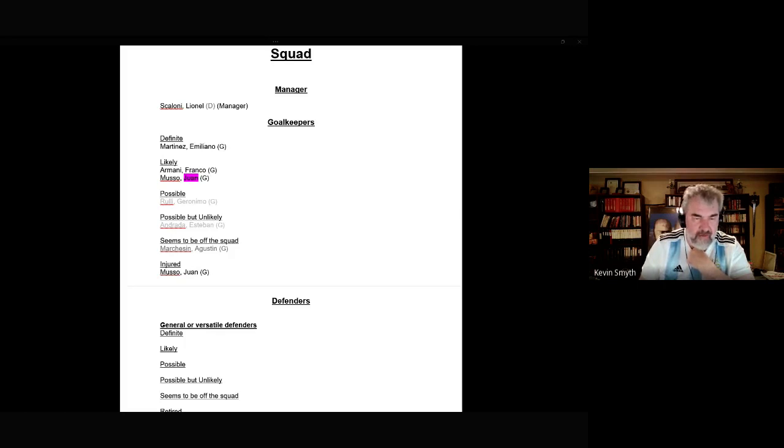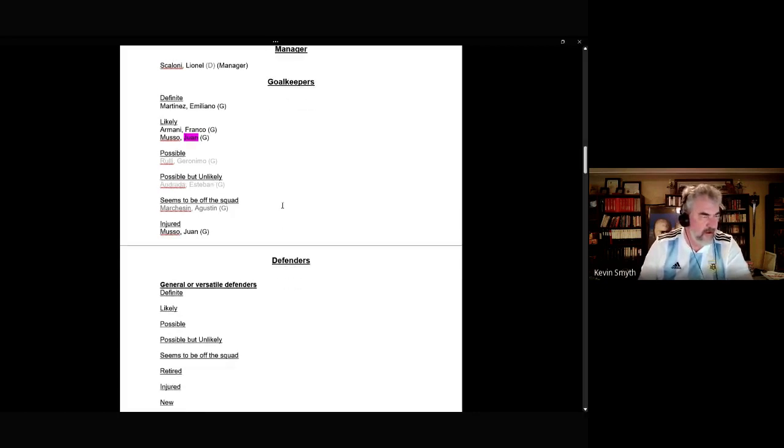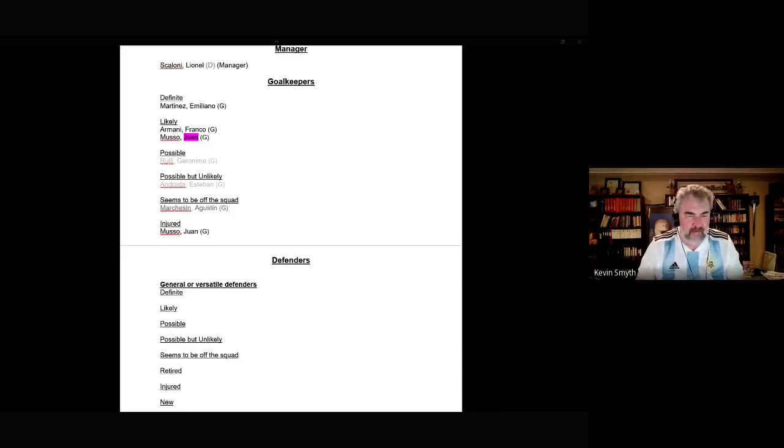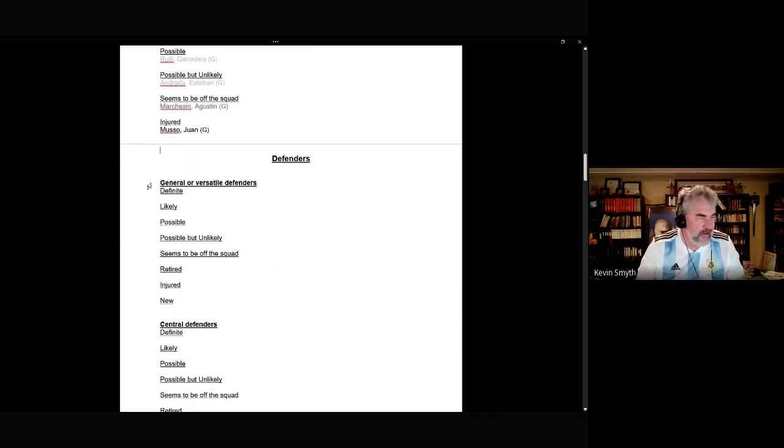So I don't know whether that means he's making a bid as the starting keeper, but I wouldn't think so now. But perhaps the upcoming games in September and October will shed some more light. But I don't see any reason really why Martinez would lose his starting position here. Okay, well, that's it for goalkeepers, and we'll move on to defenders.